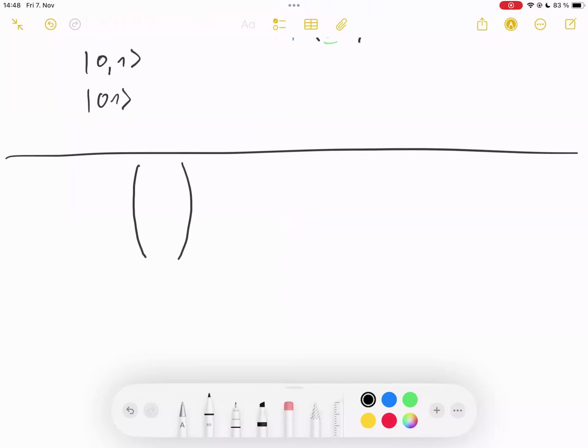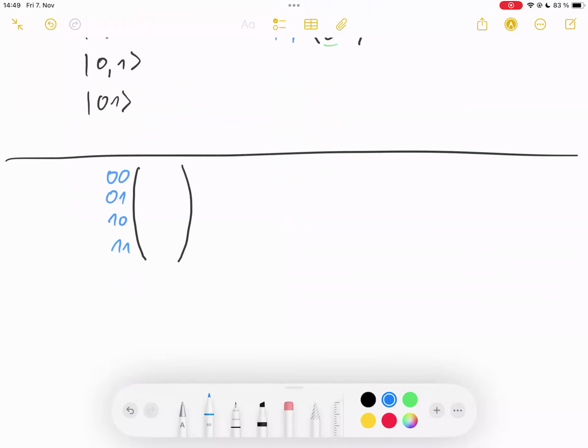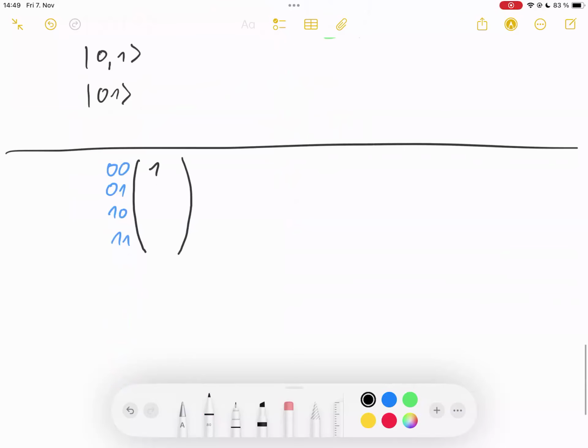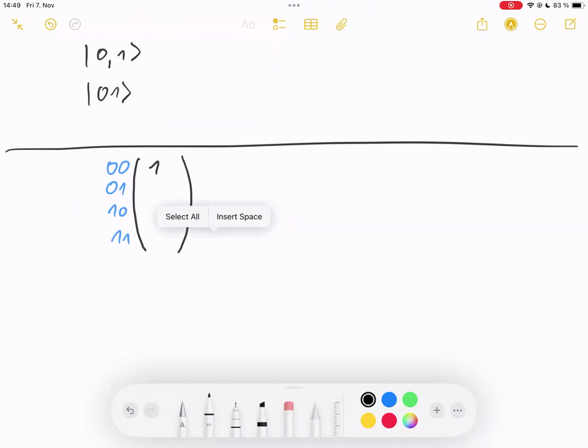So first qubit and the other qubit, and I'm putting comments here: 0, 0, 0, 1, 1, 0, and 1, 1, just the same comments. The comments don't add any value in the vector, they just add an explanation of what these entries mean. Now, let's say we have a proper superposition here: 1, 0, minus 1, and 1. This is a state of a 2-qubit system. So we have an aggregate system.